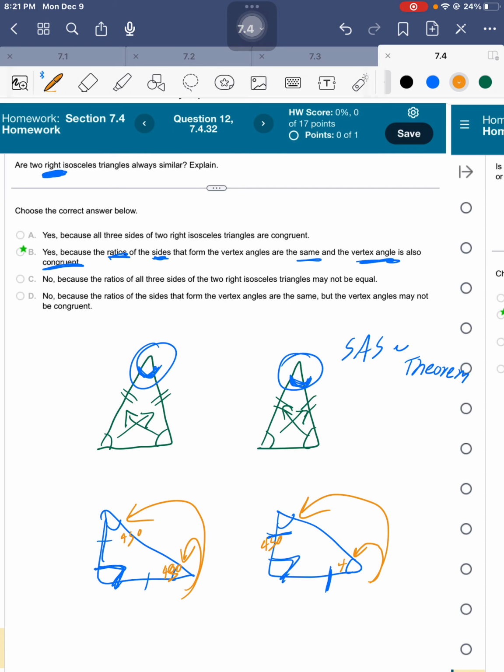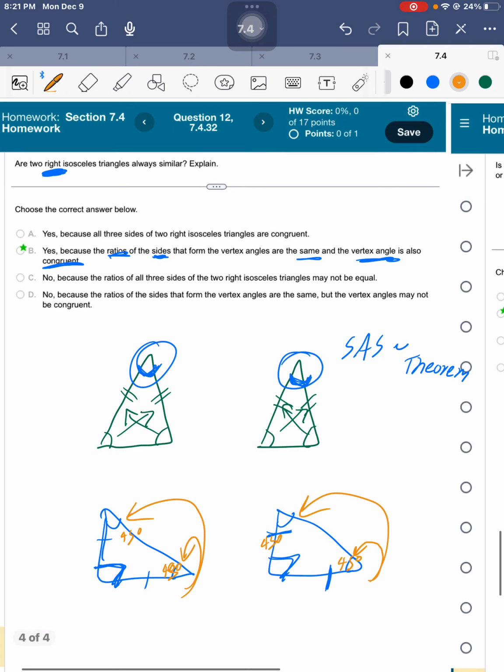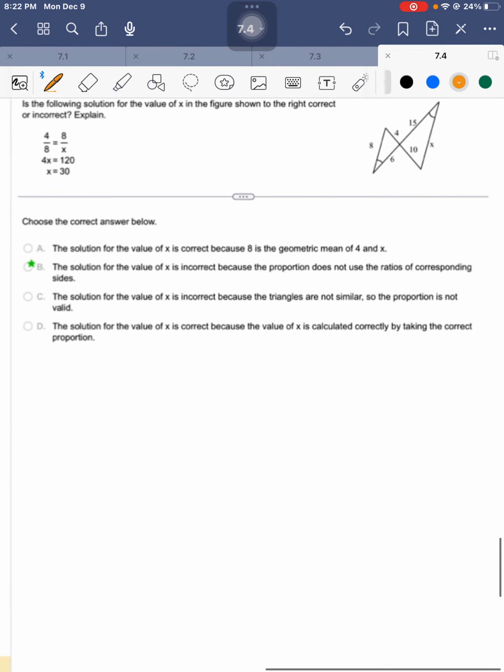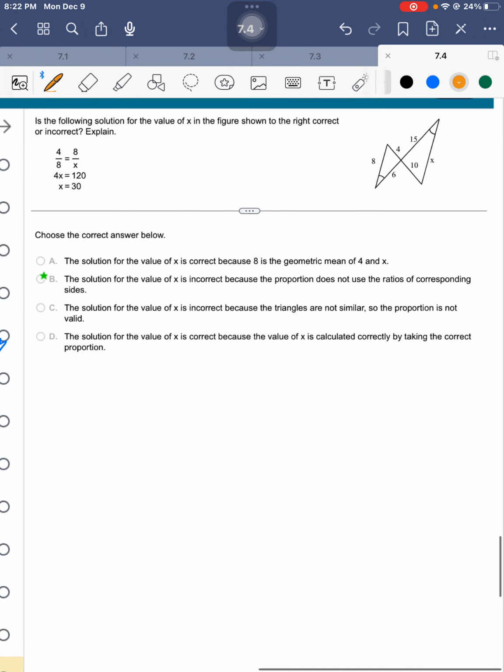45 degrees, 45 degrees, 45 degrees, 45 degrees. And that tells me that this is going to be congruent, and this is going to be congruent, congruent, congruent. So SAS, okay? Now what else? Okay, let's take a look at this one.